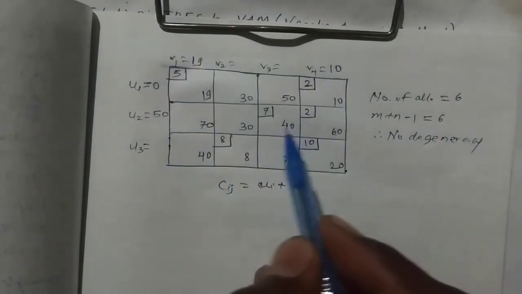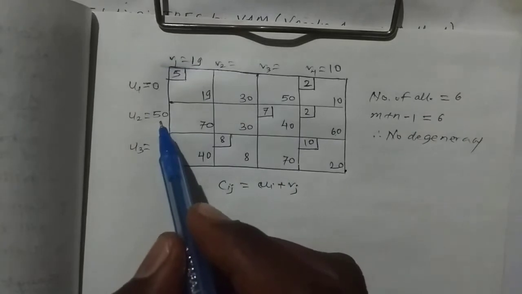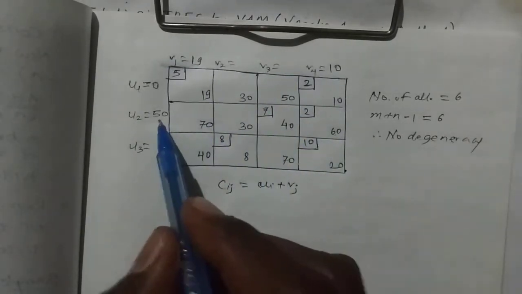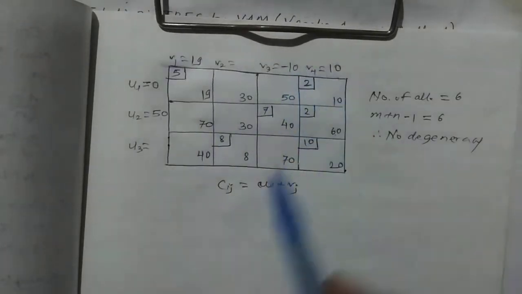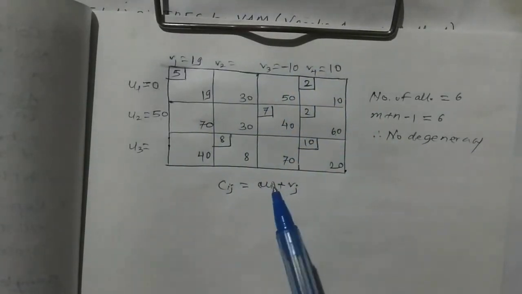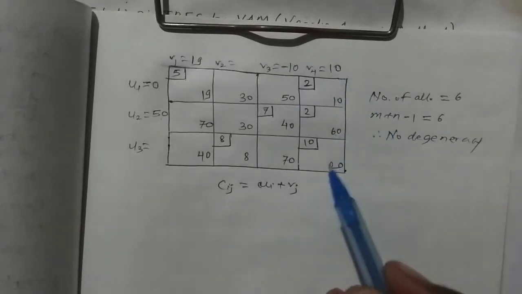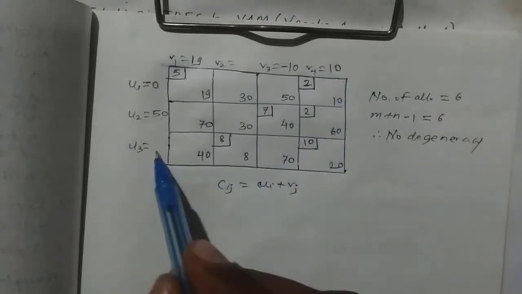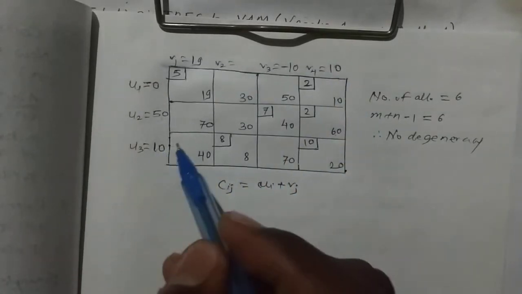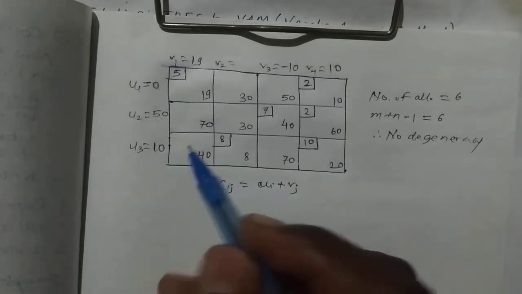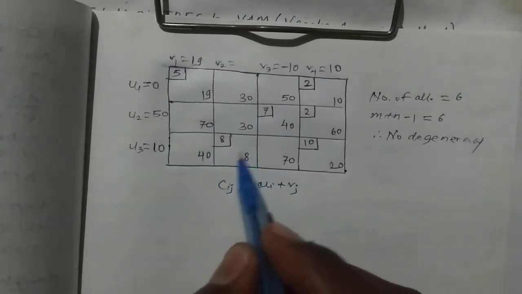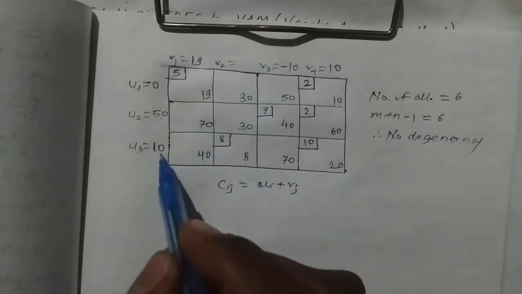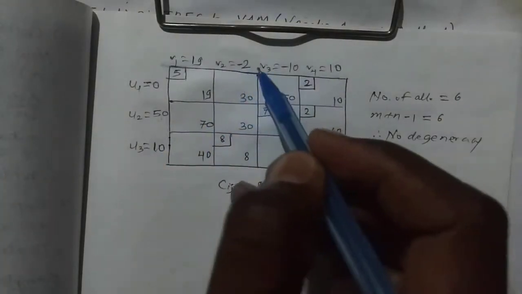Similarly, use this allocated cost and this u2 value. Addition of these two should be 40. So one value is known, 50. So this value should be minus 10. Now use this allocated cost. We know v4 value. Addition of these two should be 20. So therefore u3 should be 10. And now consider this allocated cost. So addition of these two should be 8. So 10 plus minus 2 is 8.